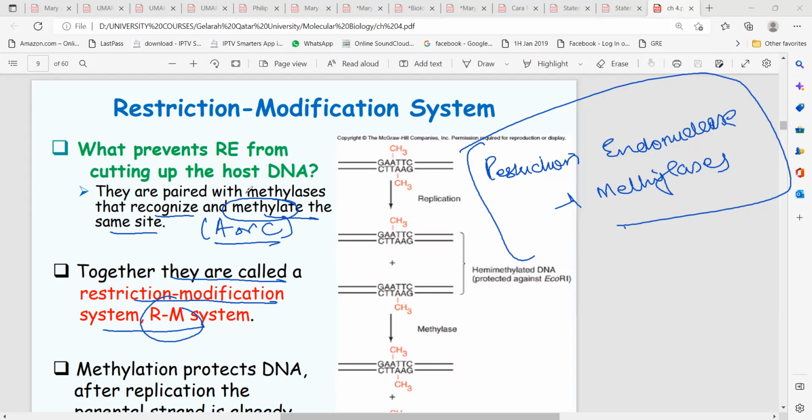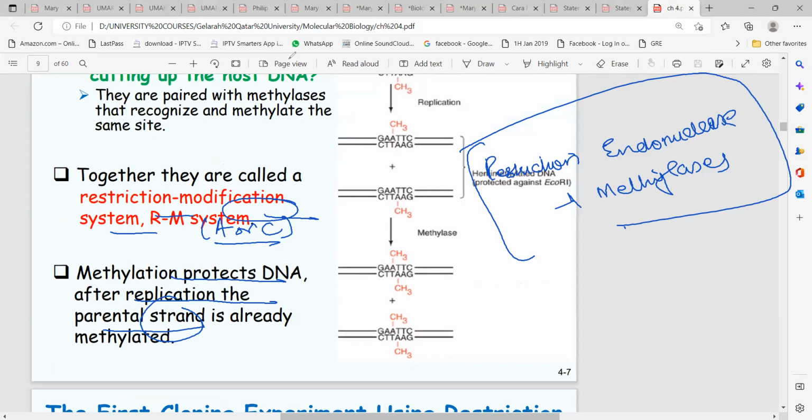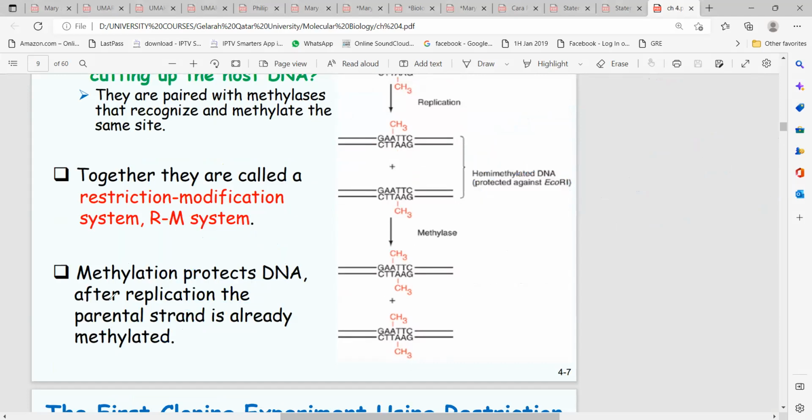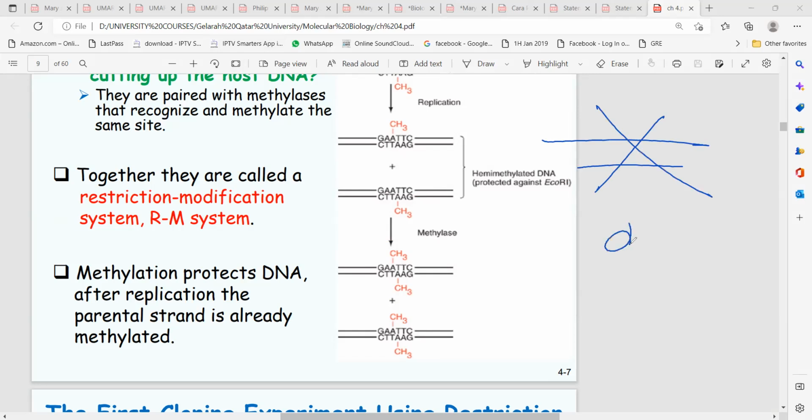So methylation is providing a defense mechanism, a defense system. Methylation protects DNA after replication. Replication is doubling of DNA. After the replication, the parental strand is already methylated. So see, what happens when the DNA is being cut? When DNA is cut, bacteria will die.